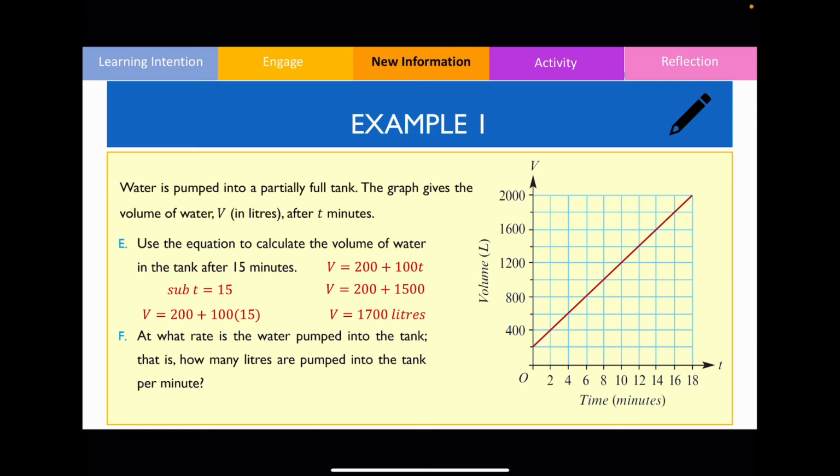And lastly, for part F, it's asking at what rate the water is pumped into the tank. In other words, what is the gradient? So essentially, the answer to this question is going to be 100 liters per minute. And make sure that you do include units in your final answer.